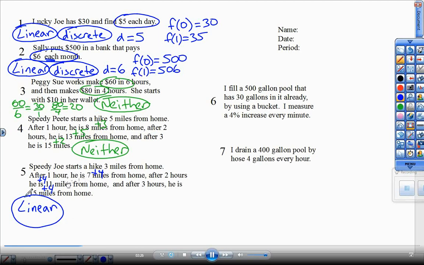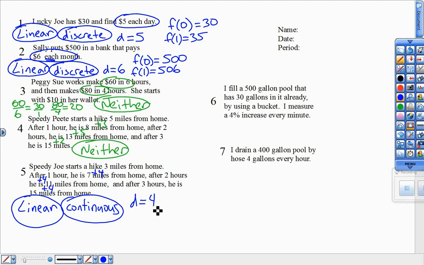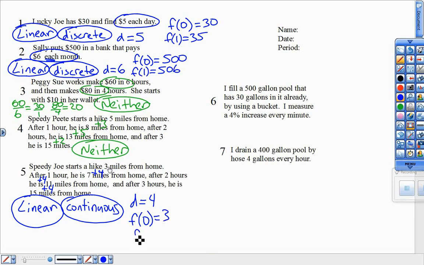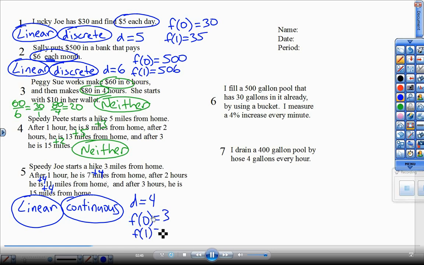This walking constantly would be continuous. And then the amount of miles you're adding each hour, 4, that would be your common difference number, D equals 4. If I had a 0 term, that would be that 3-mile distance from home I'm starting. And then after 1 hour, I'm now 7 miles away.